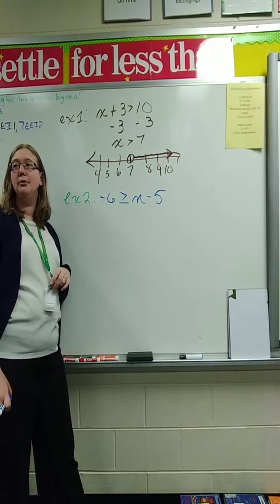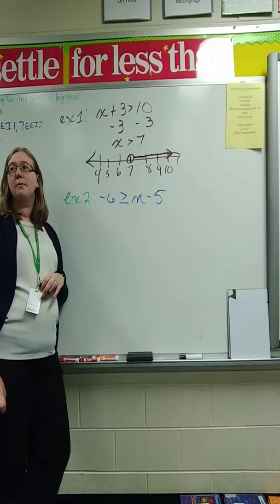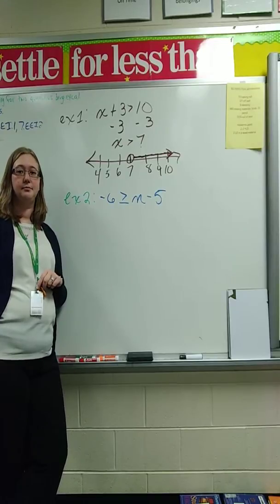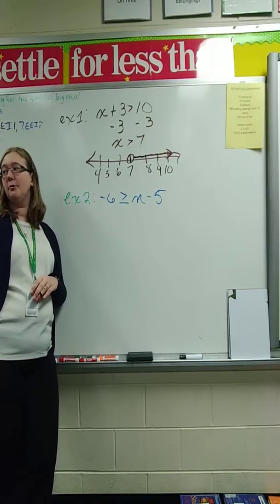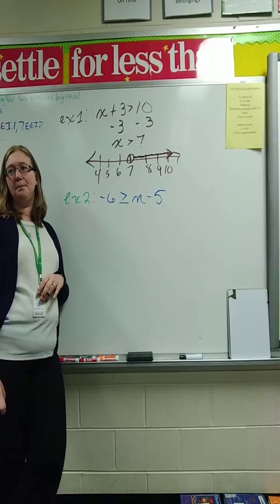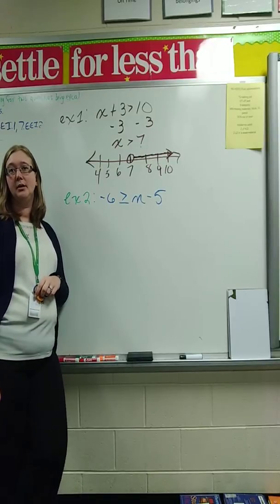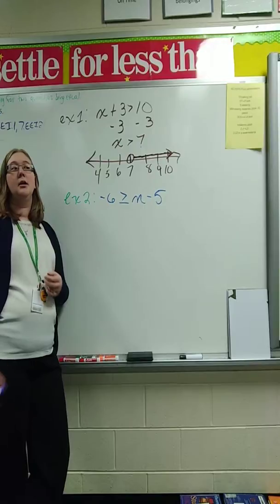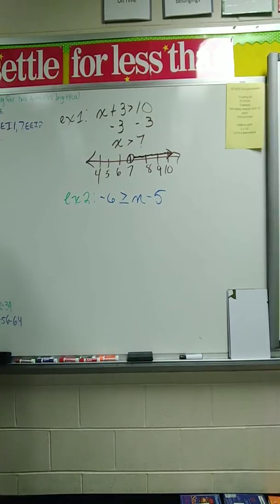What would we do? If you're not sure, what does it say that we do on page 499? I don't even know. Yes, ma'am? You add 5 to -6 and add 5 to -5. Okay. So I have one student that says that I add 5 to both sides. Do you agree? Okay.